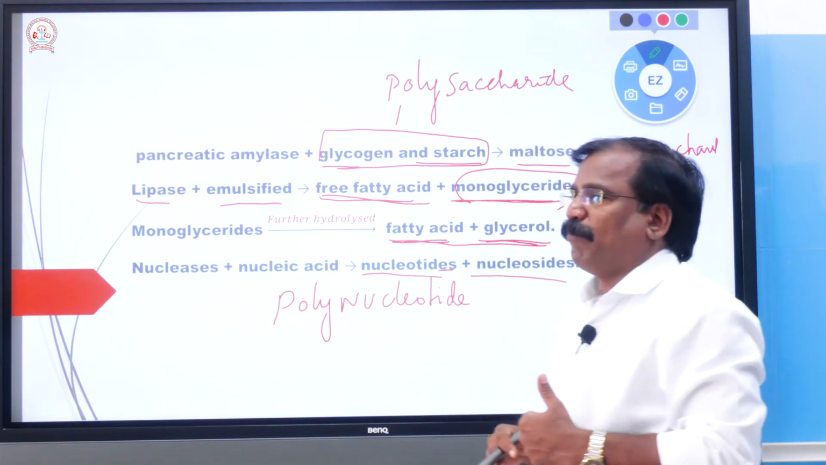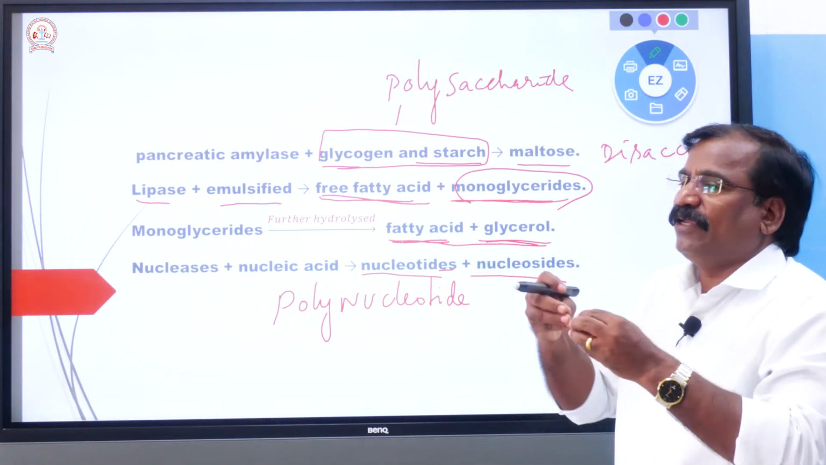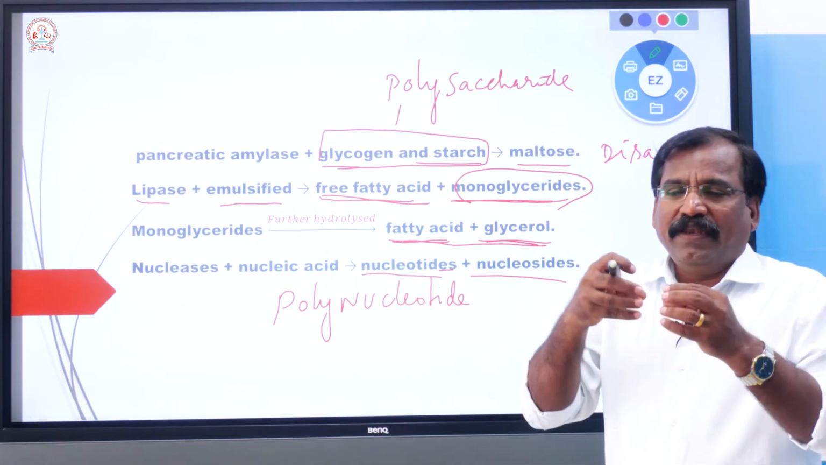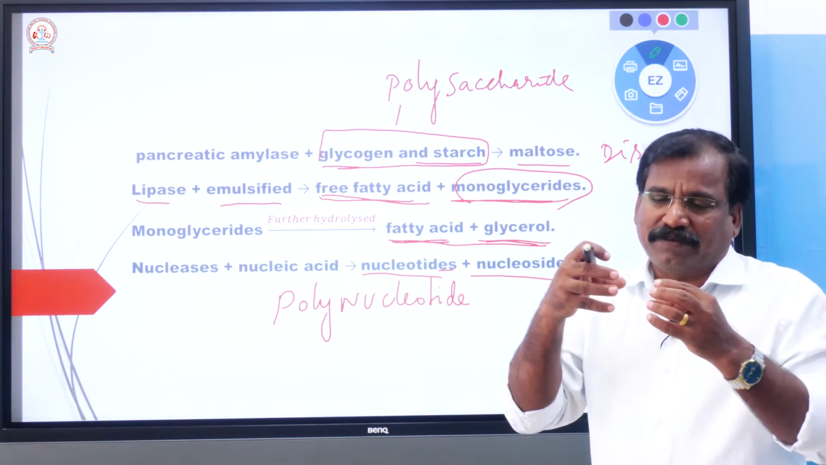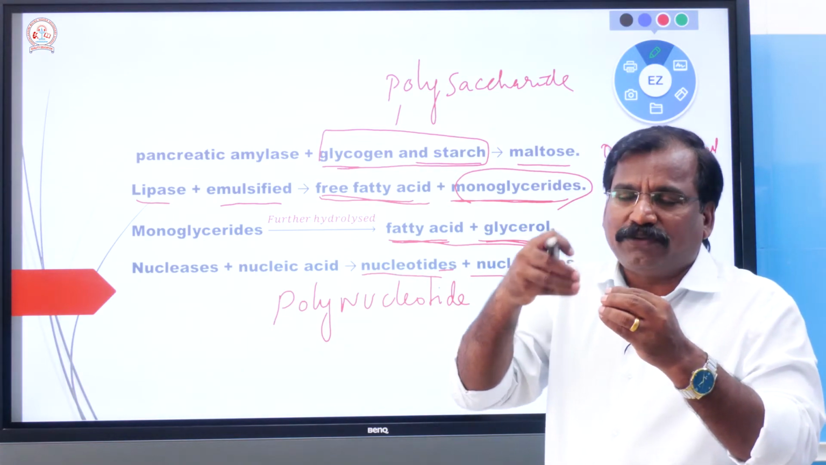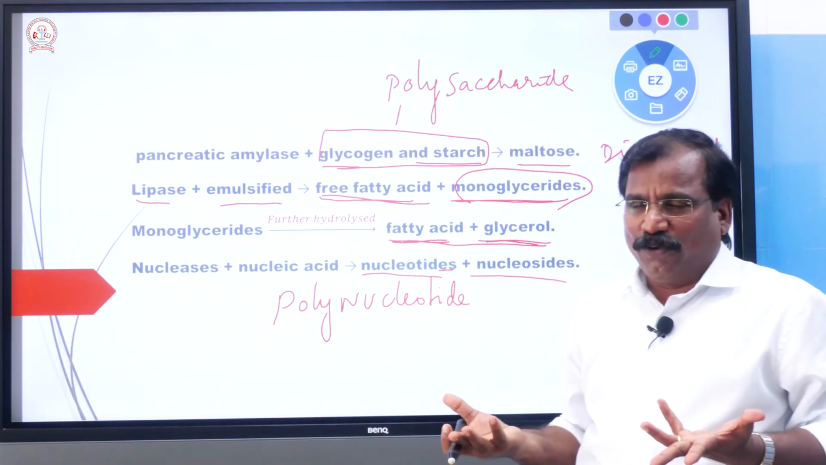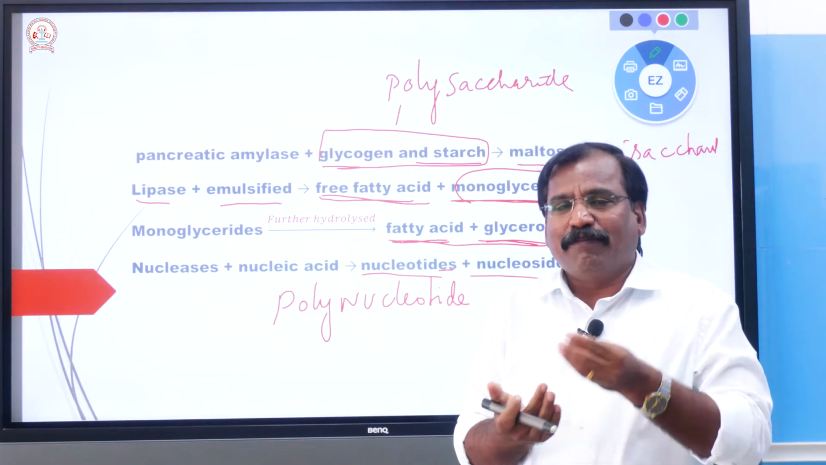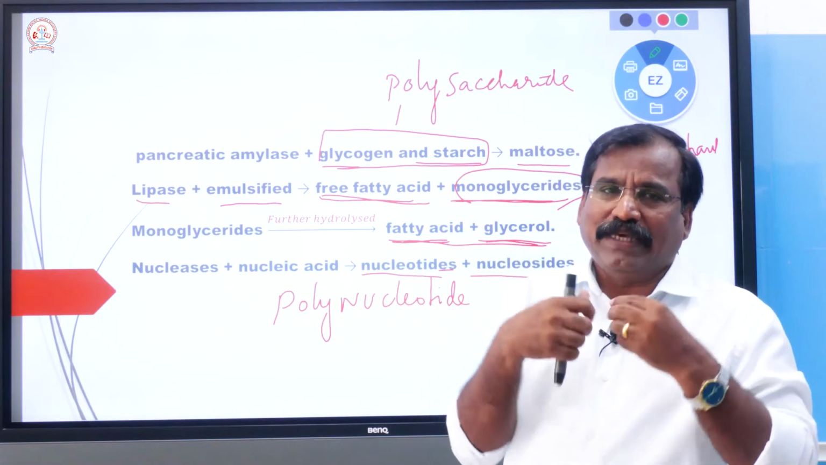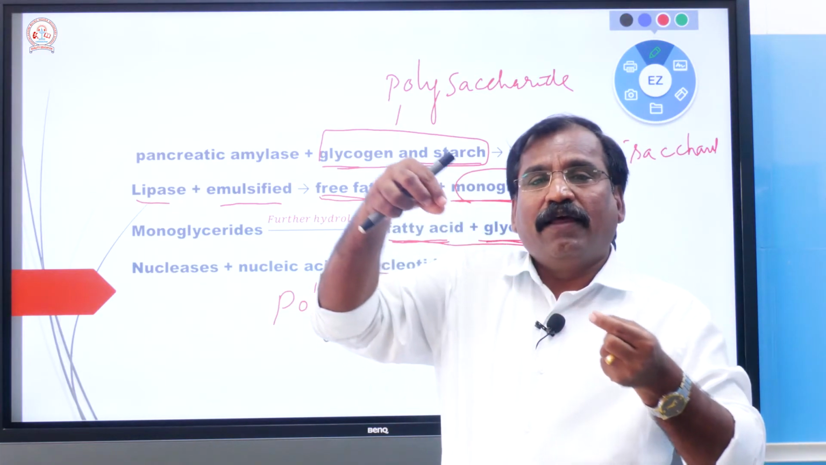DNA and RNA are polynucleotides. That means many nucleotides. Nucleotides are monomers. Many monomeric nucleotides join and form a long chain. Polynucleotide is nothing but DNA. DNA is many nucleotides connected like a chain, many links interconnected in a long chain.